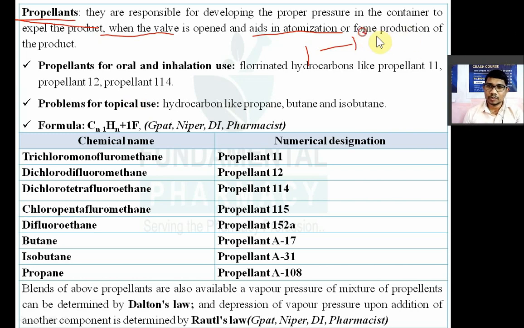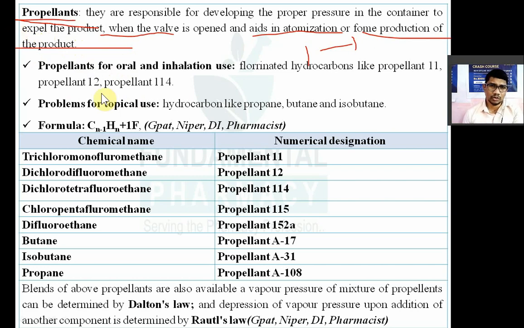प्रोपेलेंट का रोल क्या है भाई कि प्रॉपरली प्रेशर डेवलप होना चाहिए उसमें. व्हेन यू प्रेस वाल्व, वाल्व ओपन करेंगे जब आप, तो प्रॉपर प्रेशर डेवलप होगा, और जो लिक्विड कॉन्सेंट्रेट है आपके ड्रग के साथ में, वो लिक्विड कॉन्सेंट्रेट एक्सपेल होगा इन द फॉर्म ऑफ आइदर मिस्ट, और इन द फॉर्म ऑफ स्प्रे, और इन द फॉर्म ऑफ फोम. प्रोपेलेंट आर क्लासिफाइड इनटू थ्री टाइप. इसके ऊपर दो बार क्वेश्चन आ चुका है.